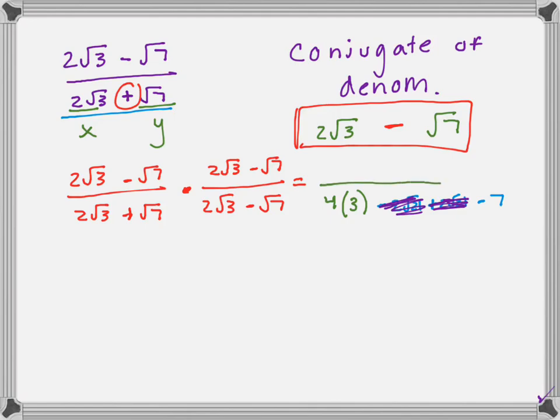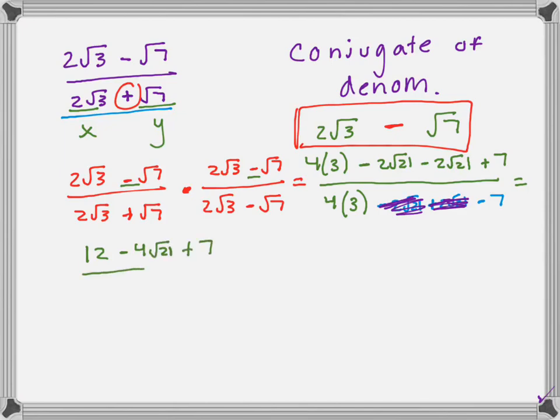And on top, this is a little bit more messy, but it's the same thing to start with. 4 times 3 minus 2 root 21 minus again 2 root 21. And then there are two minuses here, so this is actually going to be plus 7. So if we start simplifying that, we can see that's 12 minus 4 root 21 plus 7 over 12 minus 7. So if we take our last step and simplify it, we get 19 minus 4 root 21 over 5. So that is going to be our final answer.